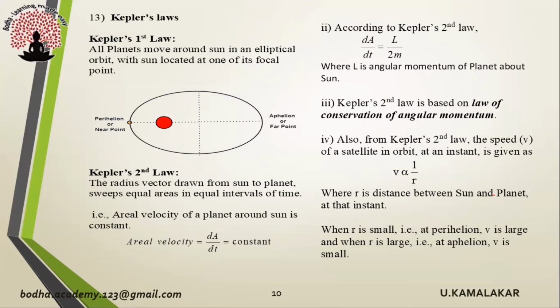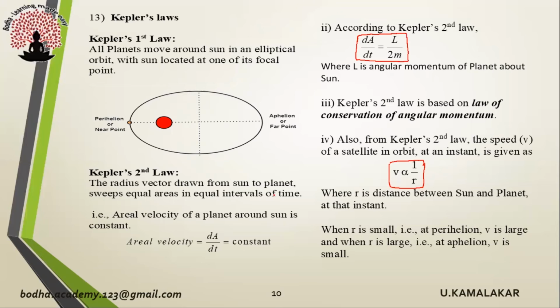Kepler's second law. The radius vector drawn from sun to planet sweeps equal areas in equal intervals of time. That is, aerial velocity of planet around sun is constant. Aerial velocity means rate of change of area with respect to time. According to Kepler's second law, aerial velocity is equal to capital L by 2m, where capital L is angular momentum of planet about the sun. Small m is mass of planet. Kepler's second law is based on law of conservation of angular momentum.